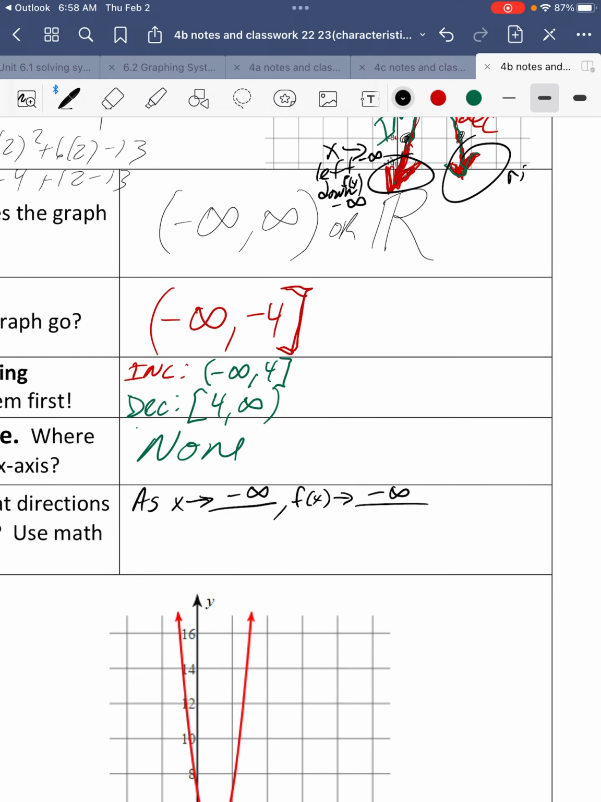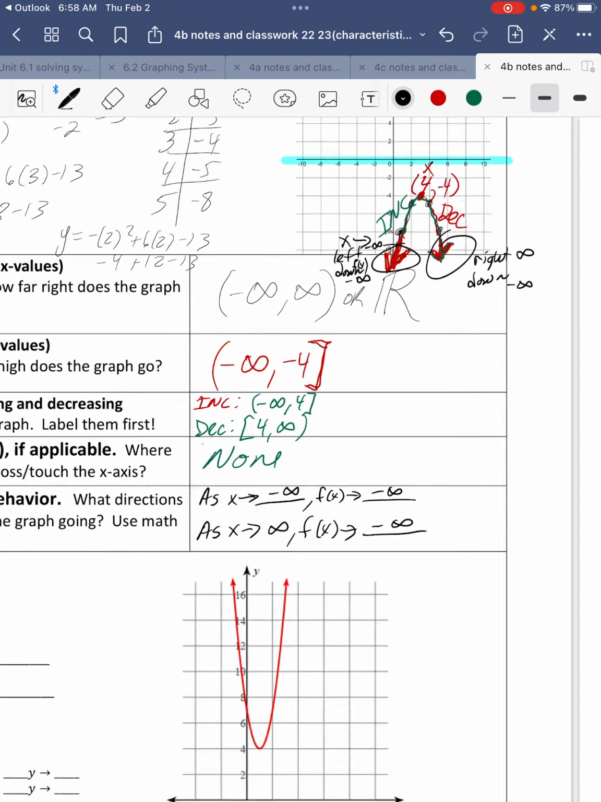Now the right end is going to go right and down. Right forever and down forever. So right forever is positive infinity. The y values, which is down forever, is negative infinity.